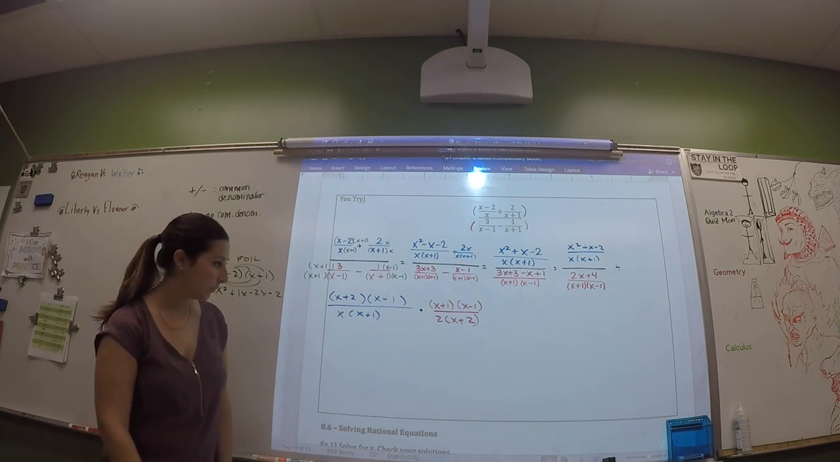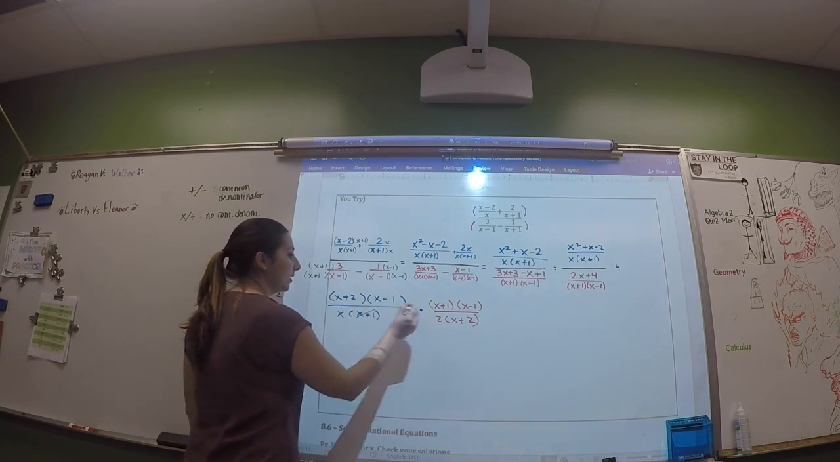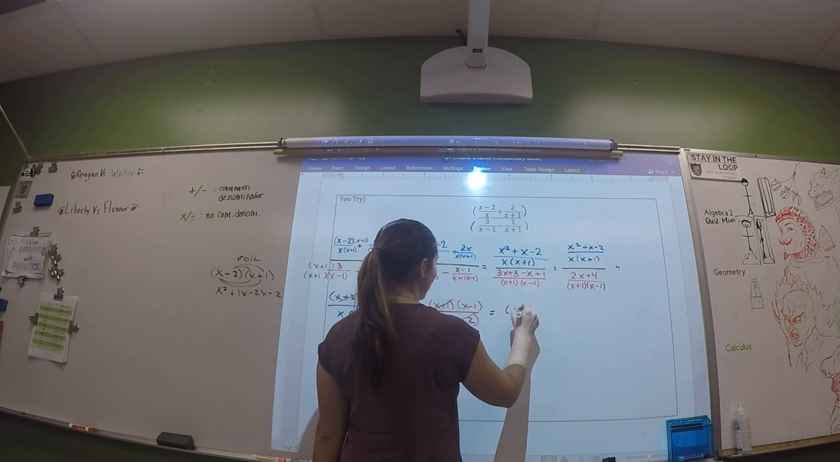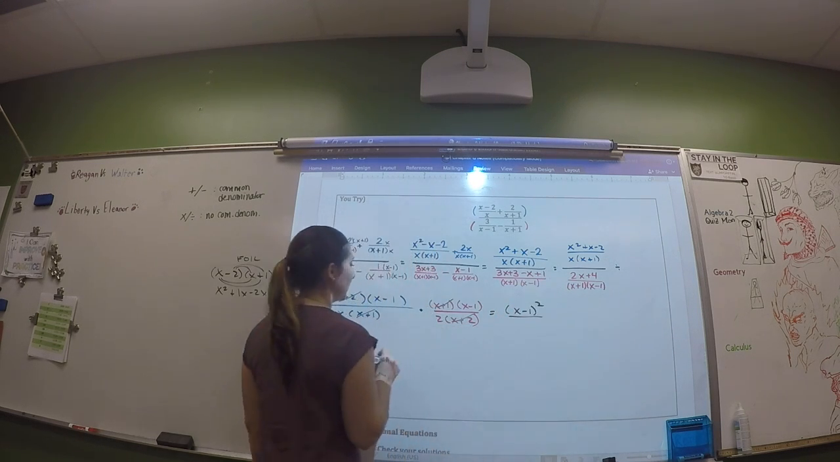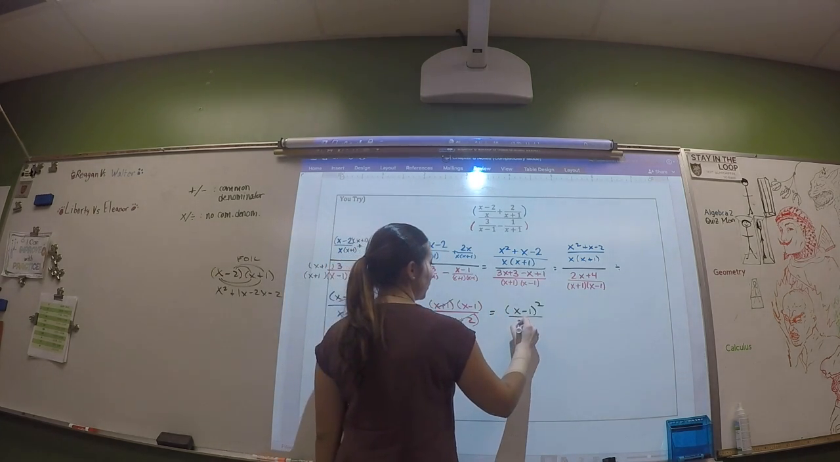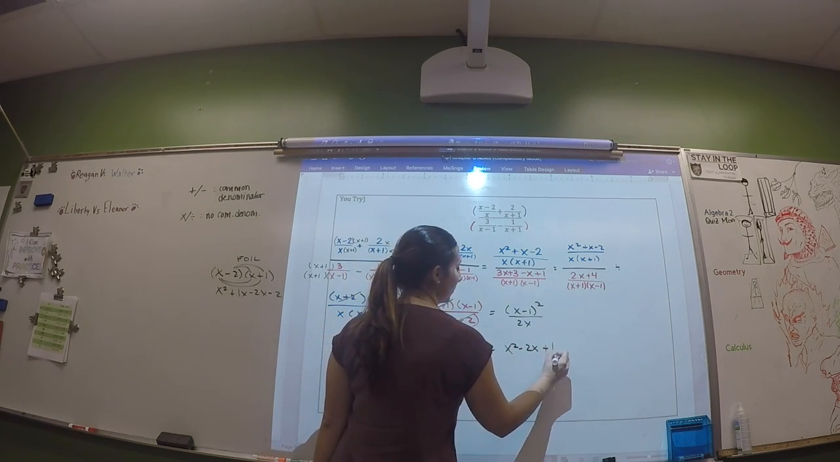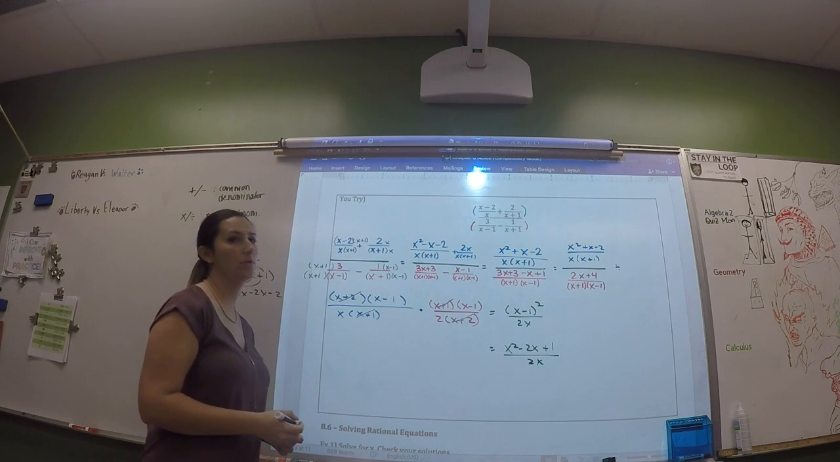And then cancel. We can cancel x plus 1 and x plus 2. And that's it. And on top, we're left with 2 x minus 1s. On the bottom, we're just left with 2x. So you can leave it like that, or you can FOIL it out. Get that as your answer.